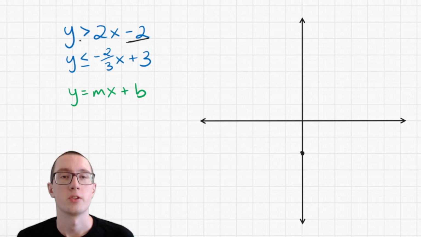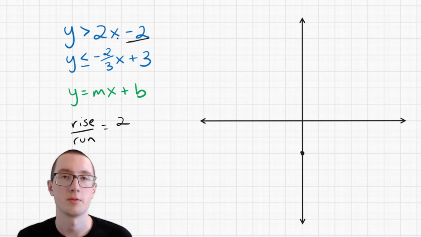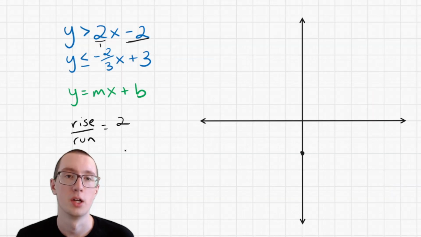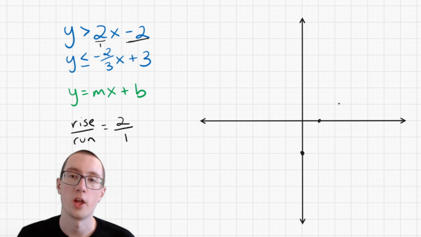And now we just need to graph our slope. Our slope is right here, which is 2. And remember that slope is rise over run. So in this case, the rise is going to be 2 because our slope is 2. But because this isn't a fraction, we can just assume that it's over 1 because any number by itself is over 1. So our run is going to be 1. Rise 2, run 1. So let's go ahead and do that on our graph. We're going to rise 2 and run 1. So now we just need to draw a line between them.